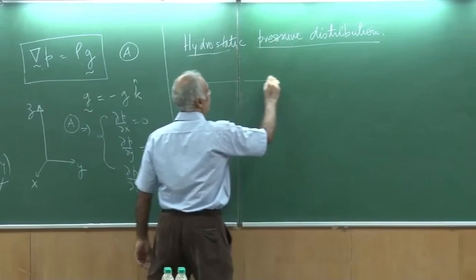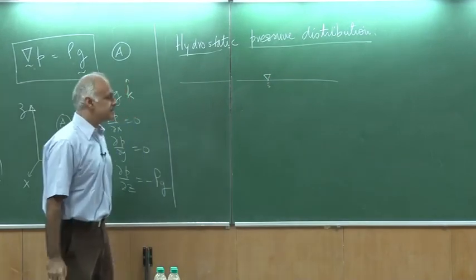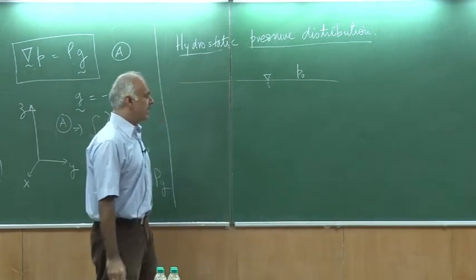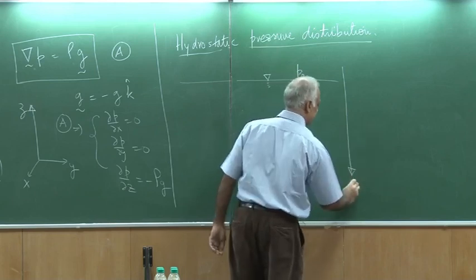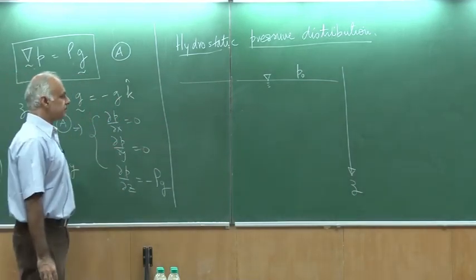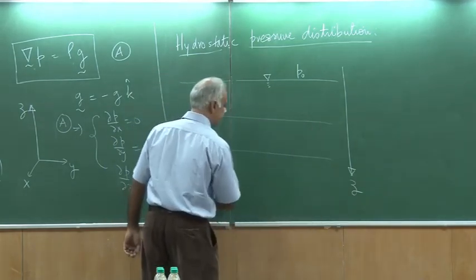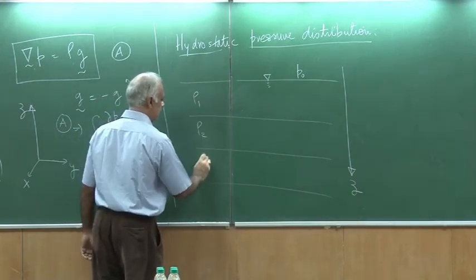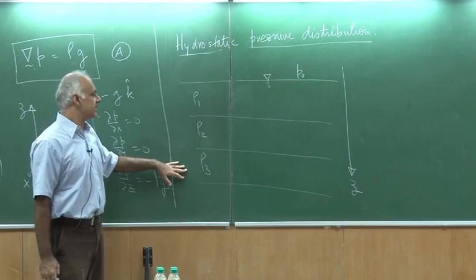So imagine I have a fluid and this is the free surface. So the pressure here is P naught, and let's say this is my z direction. Notice I inverted the z direction, and let's say I have fluids of different densities. So let's say this density is rho 1, this is rho 2, and this is rho 3. And in each of these layers, the density is constant. Okay.